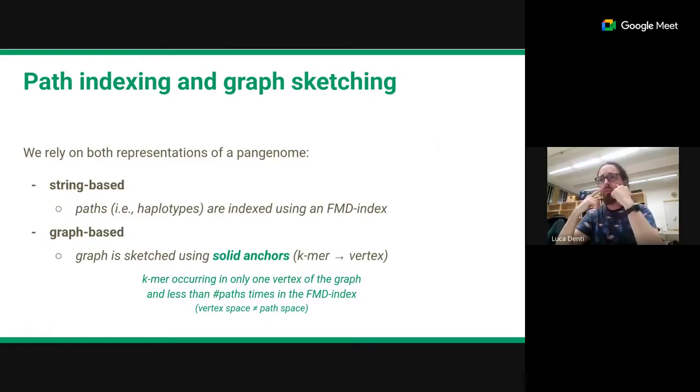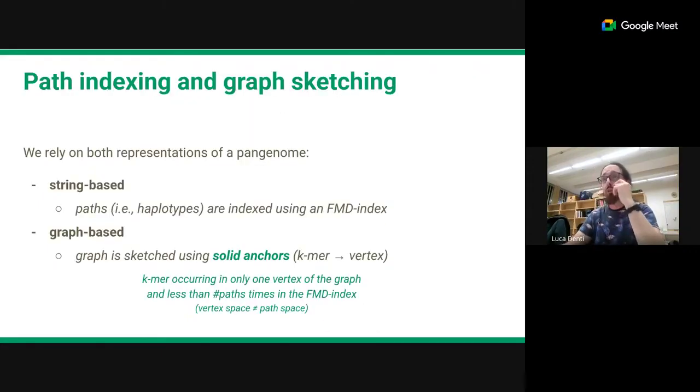And what is a solid anchor for me is any k-mer that occurs in only one vertex of the graph and that occurs fewer times than the number of paths in the FM-index. So this is just to take all the k-mers that are not that repeated in the graph or in the haplotypes, and that are informative enough to uniquely place or anchor my strings somehow. So I want mostly unique k-mers, and this is the definition that I use for my solid anchors. So I have just a map, k-mer to vertex.